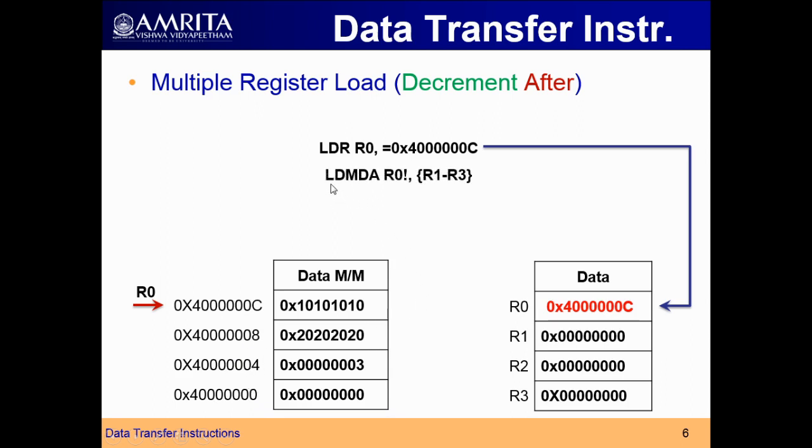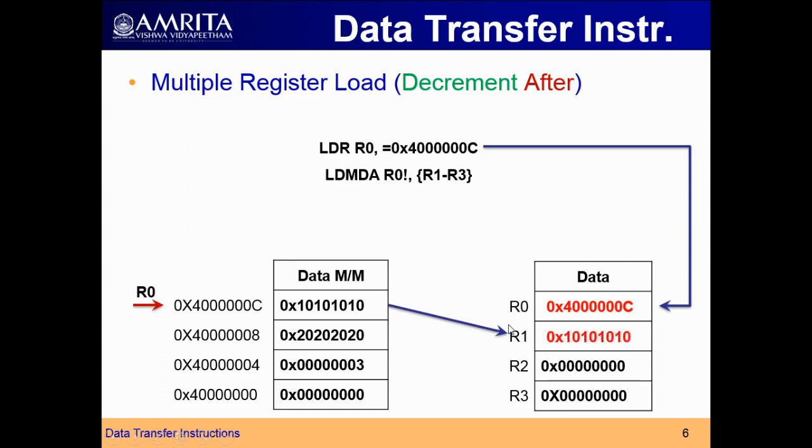So I am writing an instruction LDMDA, that is LDM decrement after, R0!, R1-R3. So what does it mean? Here it is DA, that means decrement after. So the address location pointed by R0, that is the content of 400C, will be moved on to R1, right?